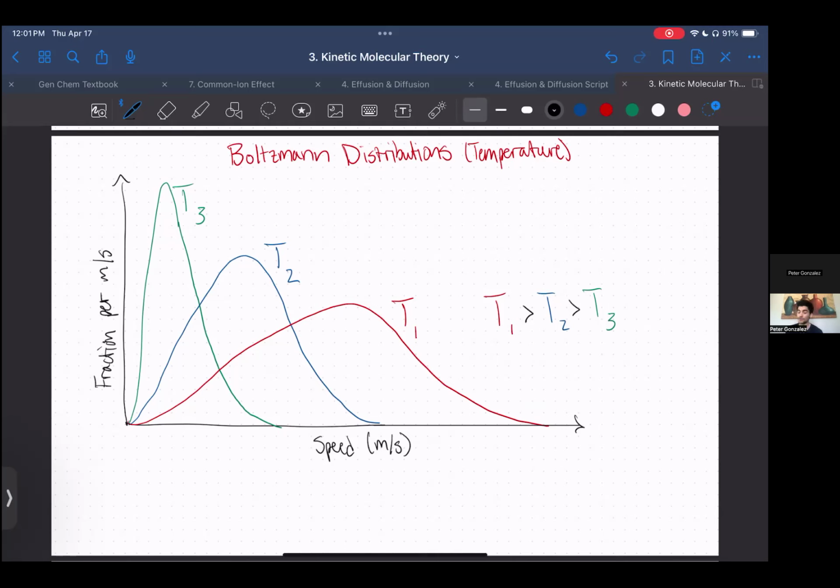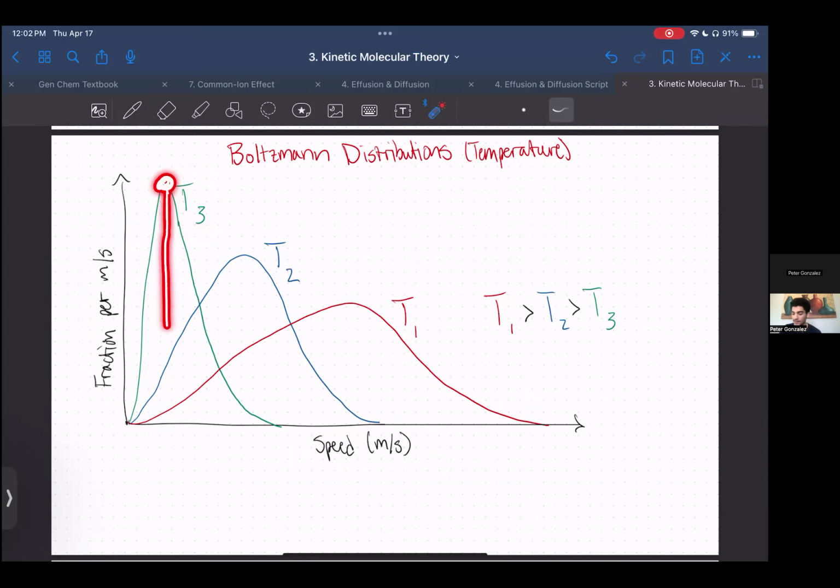I gave you one here. So you know that temperature will impact the velocity, because that's what these graphs are. They're a graph of the velocity of these particles relative to how many particles have that velocity. Like you notice here, let's say for T3, this green one right here, the majority of the gas particles have it at that speed. But for T2, this is the most popular one. That's the speed that most of the particles are at. So you know that temperature will impact the speed.